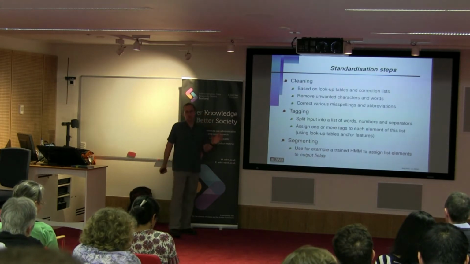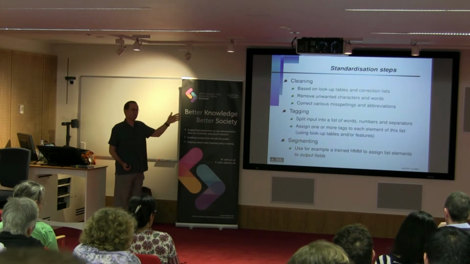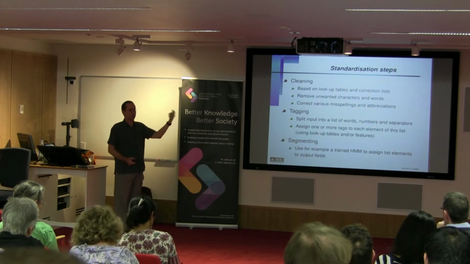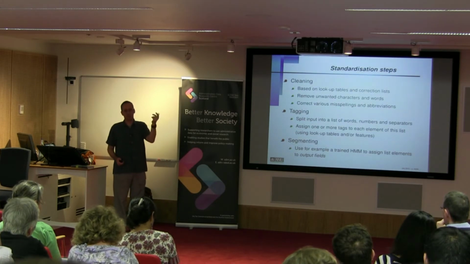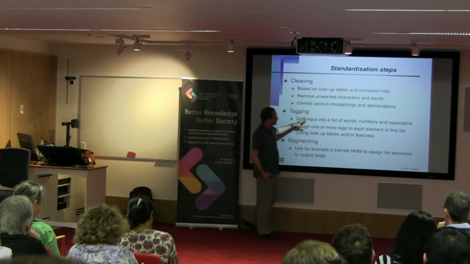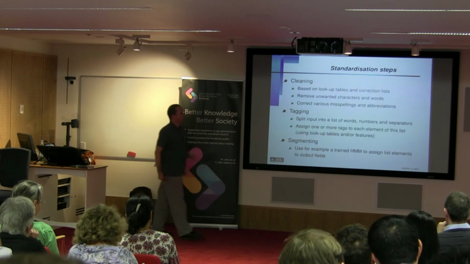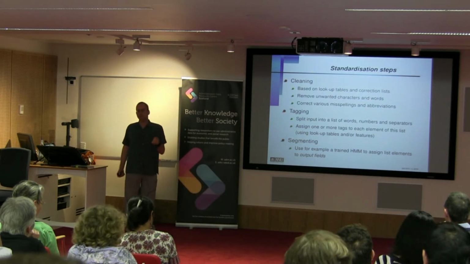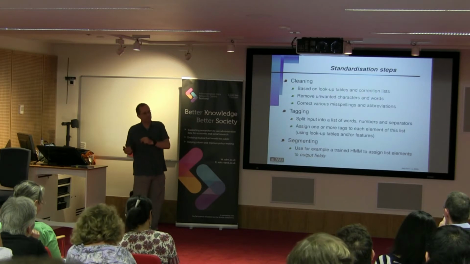Now we do what we call tagging. In that step, we separate that text string of words into individual tokens. So basically, we separate everything at the white space, a space character, right? So that gives us a list of words, numbers, and separators. I'll show an example on the next slide. And now we assign each of these tokens a tag. And again, I'll show an example on the next slide.